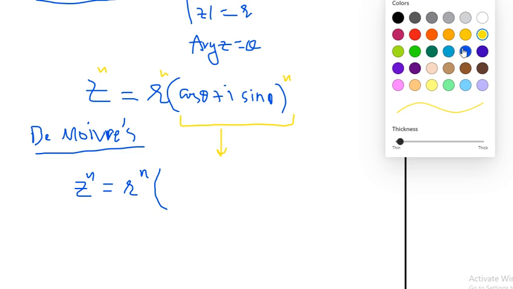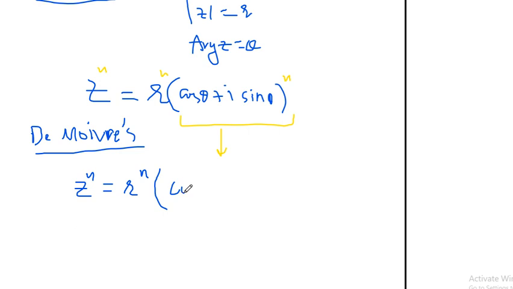Let me change color back to blue. This becomes cosine n theta. This power n comes with theta, so theta gets multiplied with n. It's a very simple rule. You see, it will make your life very easy. Plus iota sine n theta.